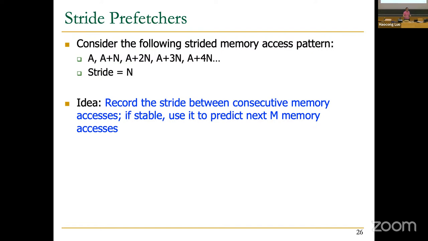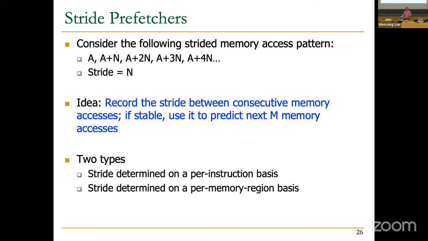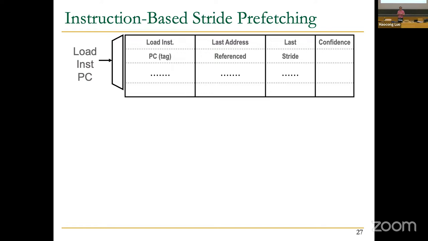Very simple. But even this one has two different types. Do you do it on an instruction basis or memory region basis? So what's the difference? The difference is basically, how do you calculate the stride? Basically, what are the memory addresses you're looking at?